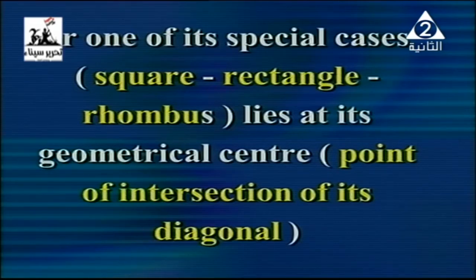Dear student, in this case, remember, if we have a lamina as a square or rectangle or rhombus, the geometric center is the intersection point of its diagonals. Parallelogram, square, rectangle, rhombus, we prove that the geometric center is the intersection point of the two diagonals.